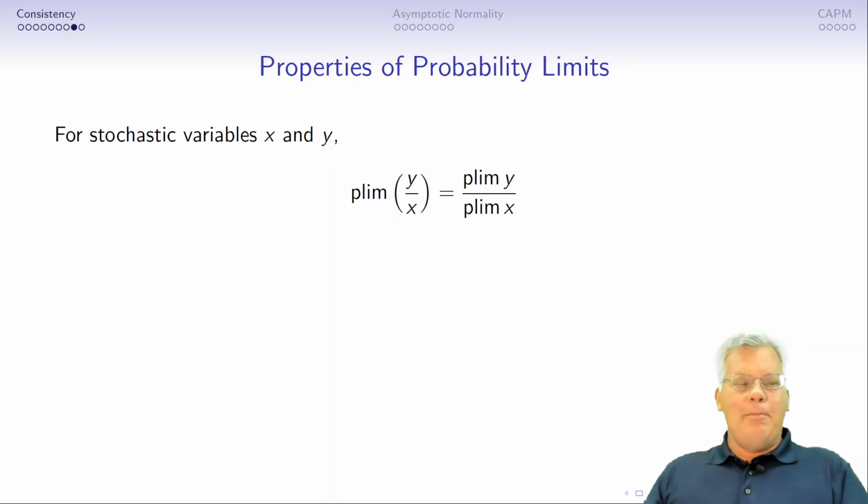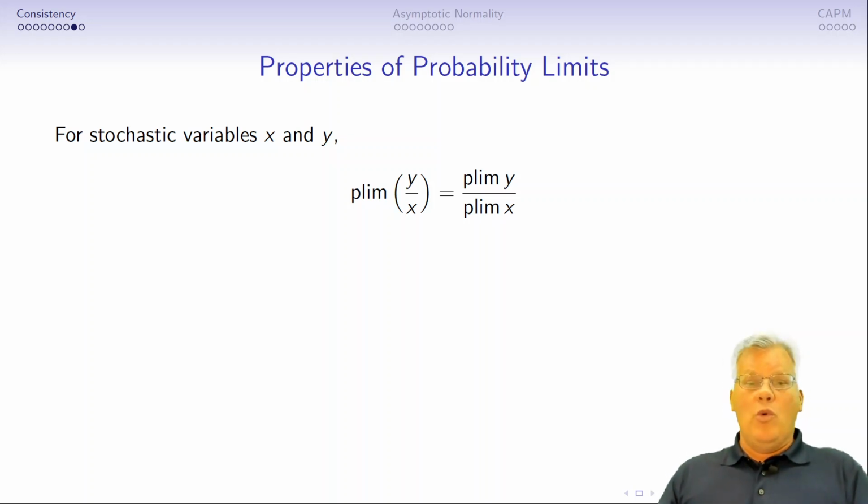However, as the sample size goes to infinity, you remember from the previous slide, what happens is the value of both the numerator and the denominator are collapsing, right? They are converging to their central tendency with certainty. And because of that, we can evaluate the probability limit of a quotient.